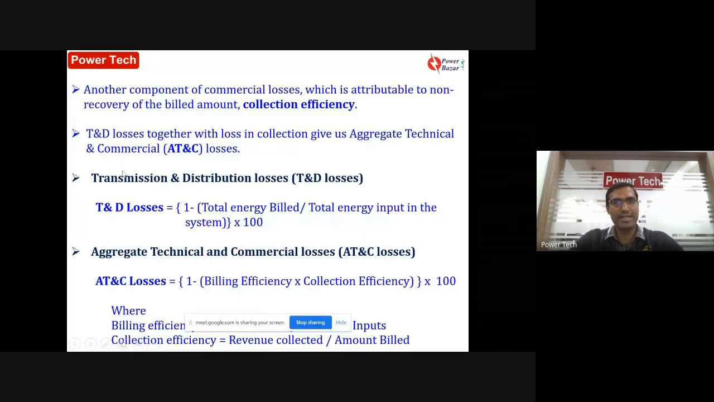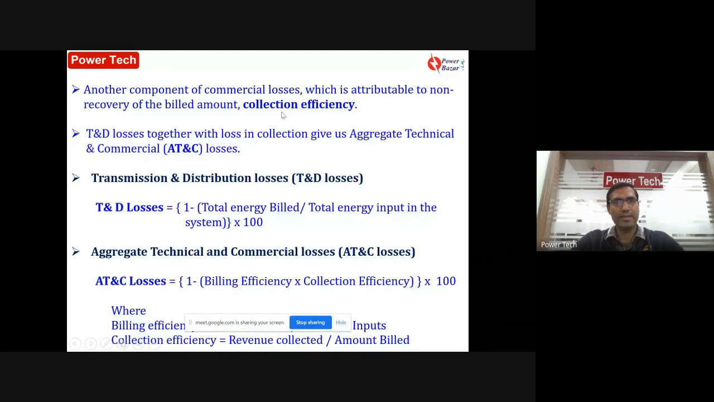Now, the formulas are very simple. T&D losses, as I said, are based on total energy billed by total input energy in the system. So it's 1 minus total energy billed by total input energy. In the numerator, if you simplify it, it would be total energy input minus total energy billed, divided by total energy input, into 100. That is T&D losses.